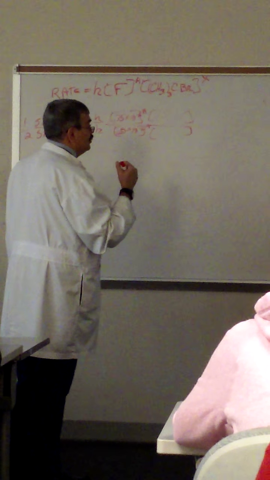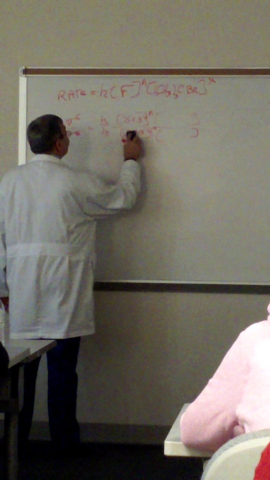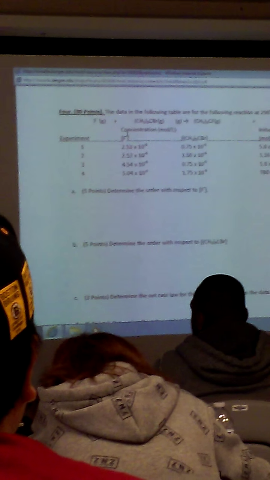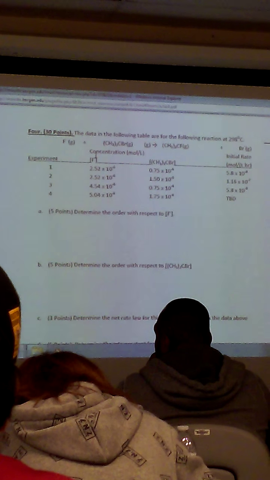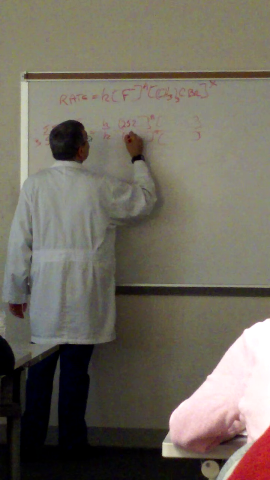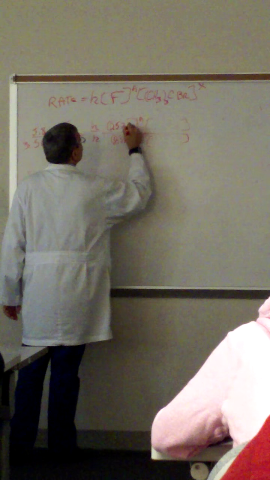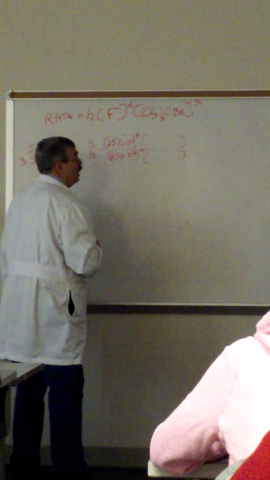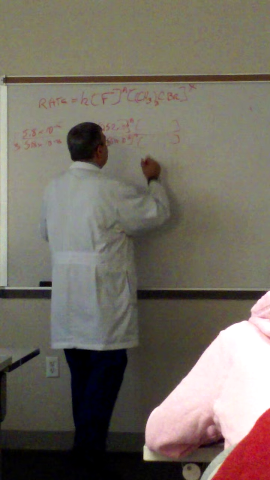No. Something's wrong. F has got to change. Why did you get an initial rate? Hold on. F has got to change. If F is going to change, 1 and 3. So 1 is 2.25, 2, and this is 4.54 times 10 to the negative 6, and then the other ones are going to be fixed at 0.75.